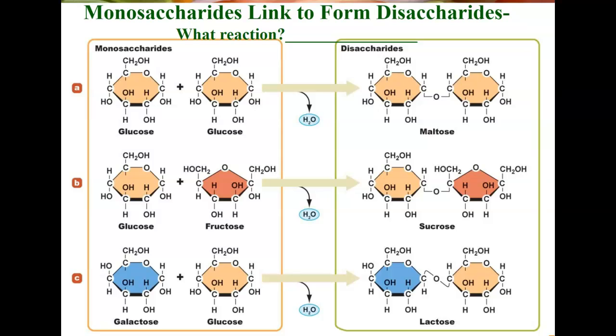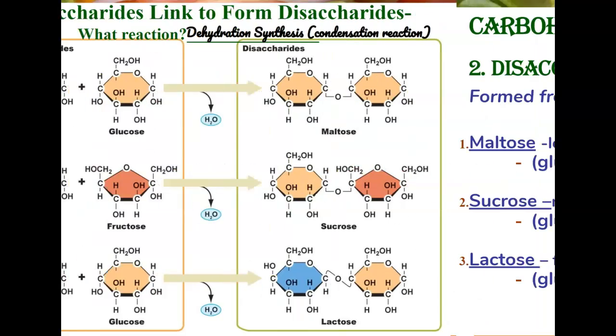Monosaccharides are going to link together, or monomers, to form polymers. In this case, we're going to stop at just two and call it a dimer or a disaccharide. What reaction would this be for monomers to form together to form disaccharides? A water is released. What reaction? Did you tell yourself that this is dehydration synthesis, also known as condensation reaction? If you did, good job, you're correct.